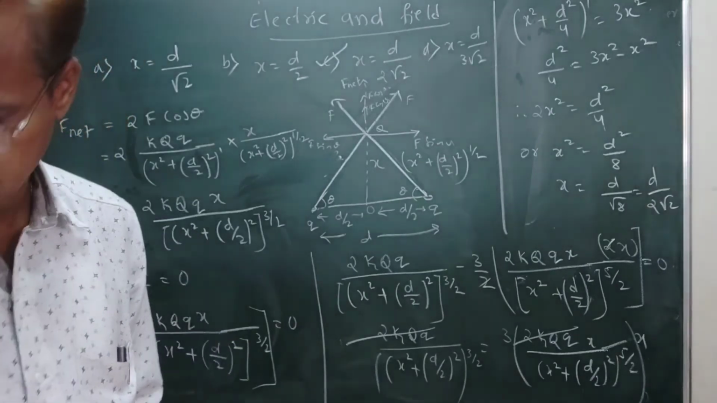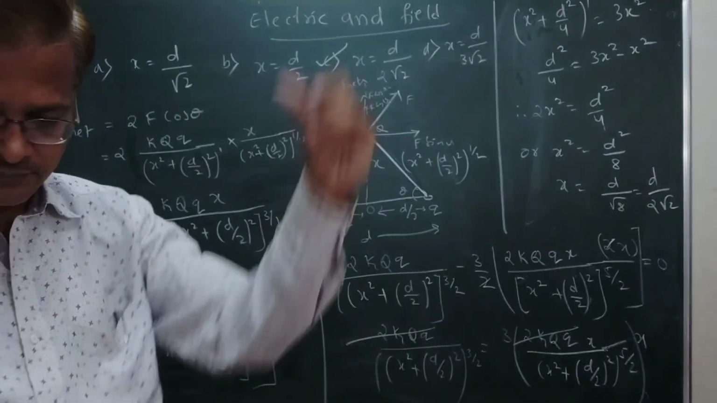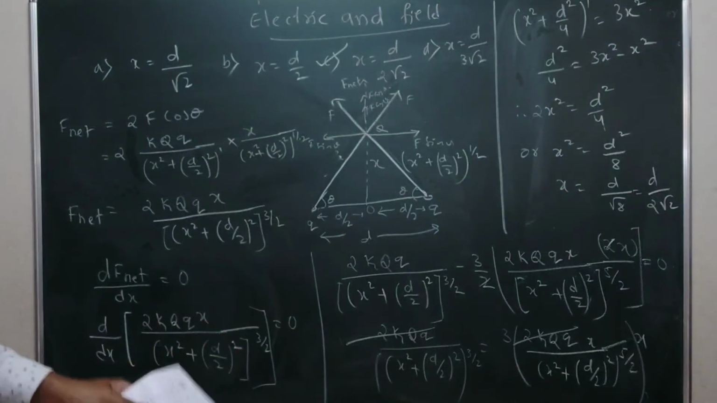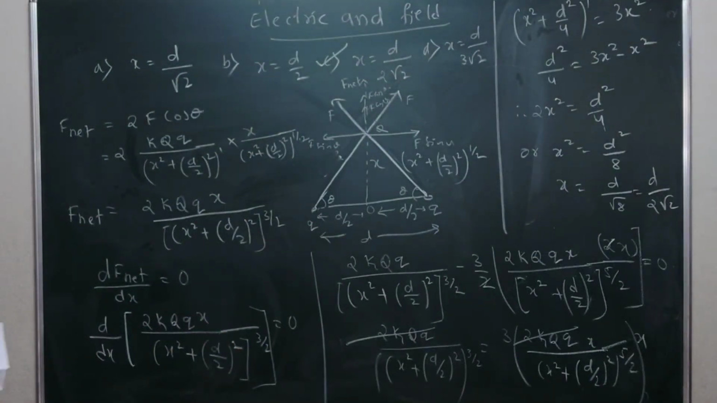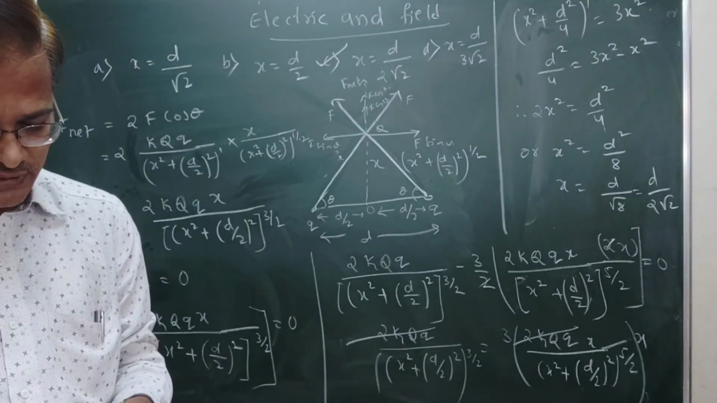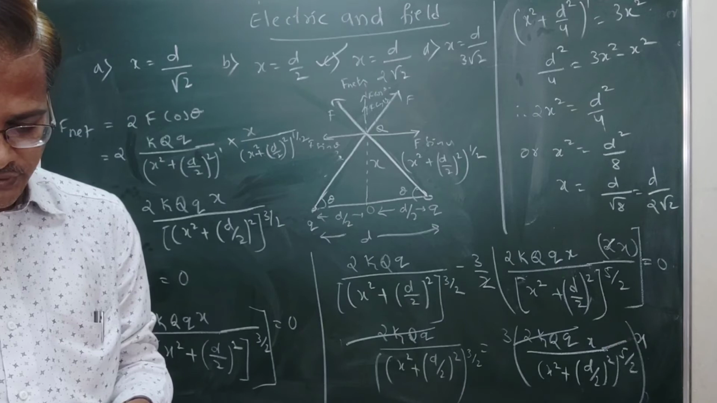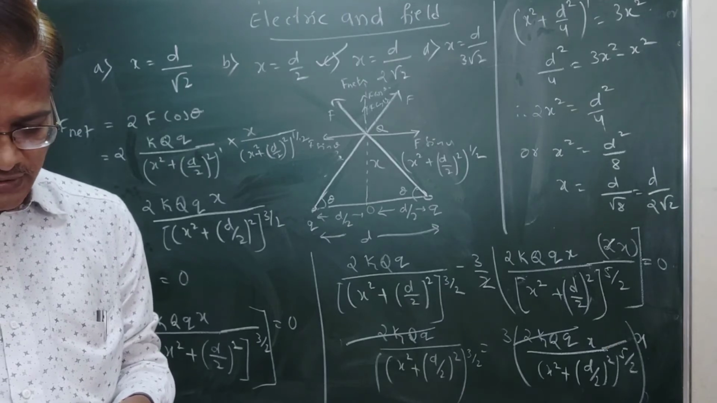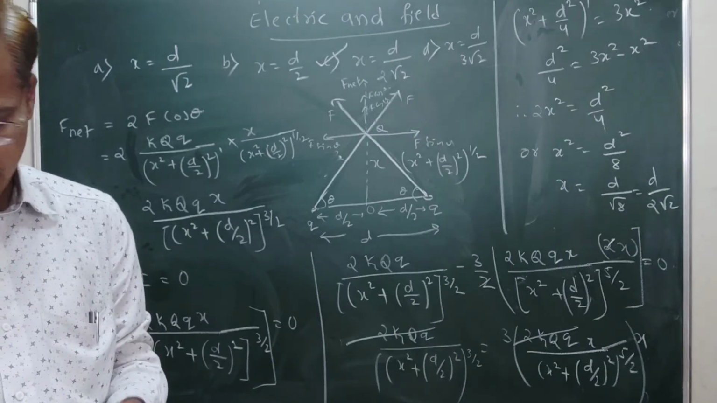Next question, the sixth one. If a charge q is placed at the center of the line joining the two equal like charges q, the system of the three will be in equilibrium if q is.